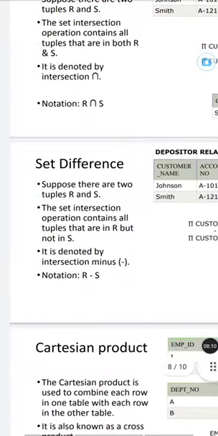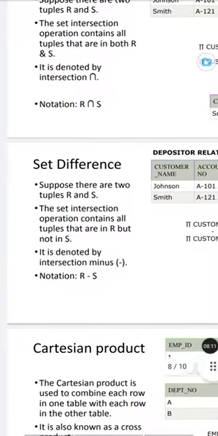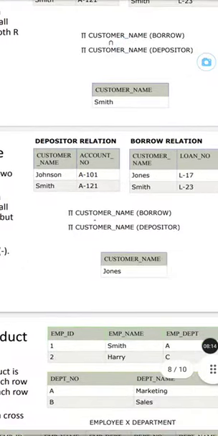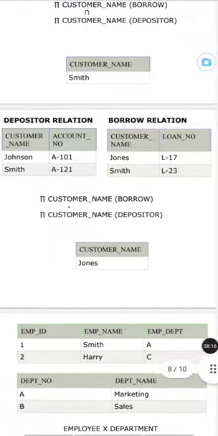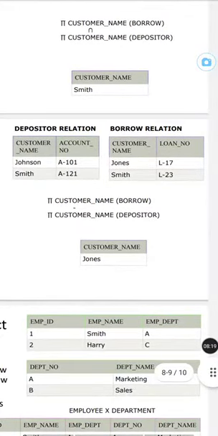So next comes difference, that is set difference. What is the concept of set difference? Let's directly go to the example here. Again, just compare these two tables, that is borrow and depositor relation. Borrow is the left side and depositor is the right side. So from borrow we are doing a minus of the depositor. When doing so, the left side table will be there, and the right side table will be entirely deleted.